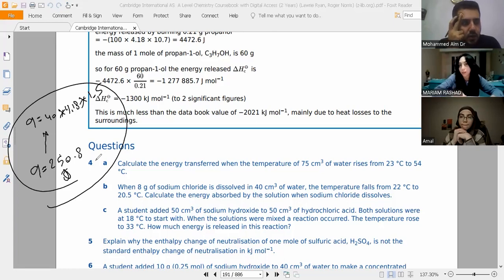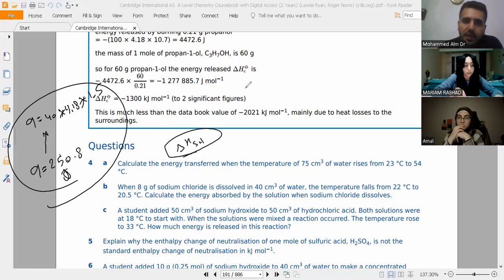This is, guys, all of the possible questions about enthalpy change of solution. Enthalpy has so many experiments: solution, neutralization, combustion. So in the next topic, we will talk about the enthalpy change of neutralization.